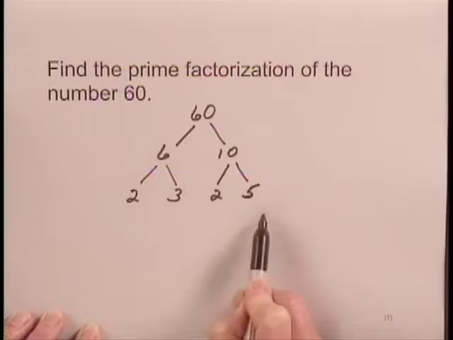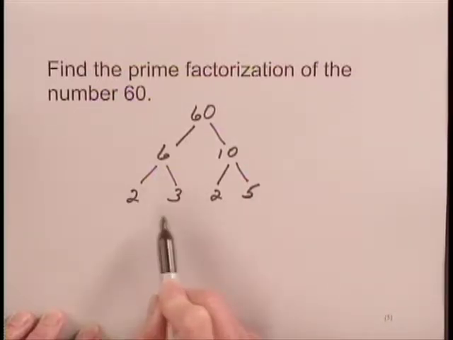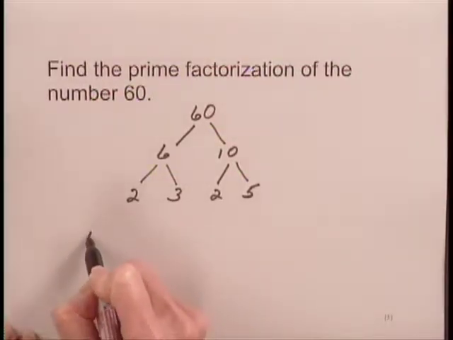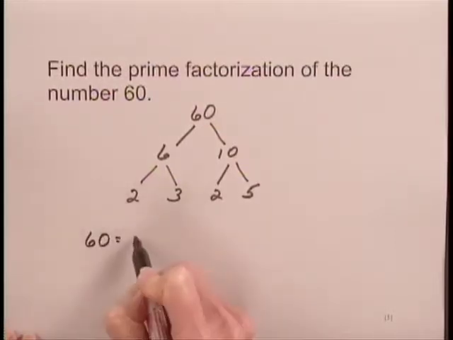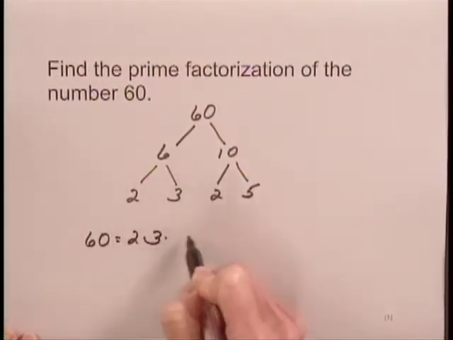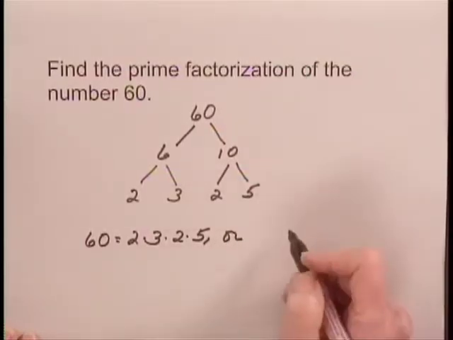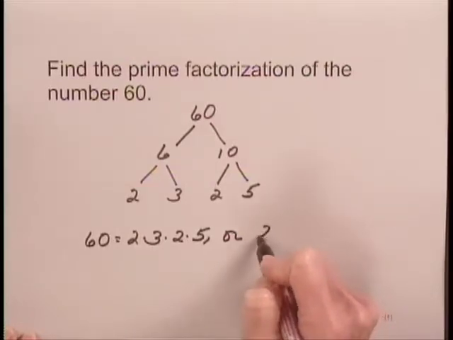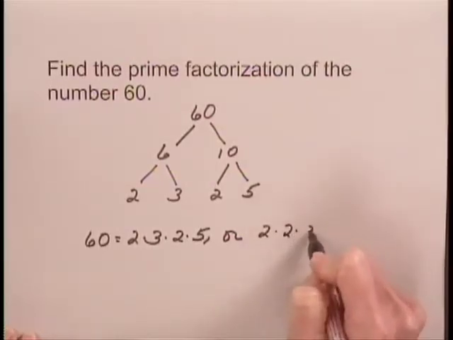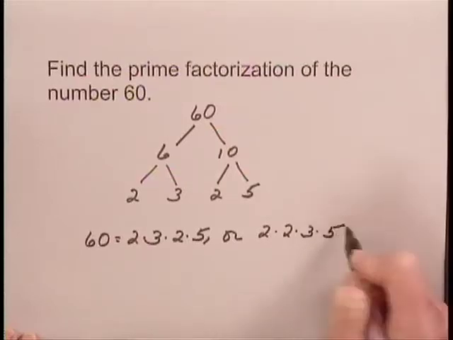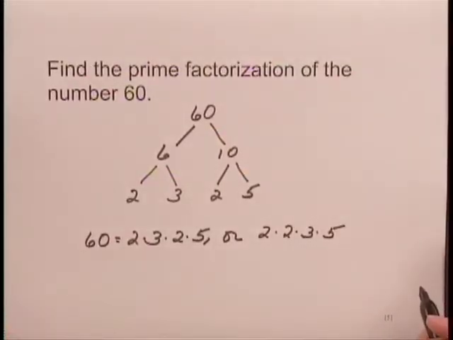And now we look at all the numbers at the ends of the branches of the tree, and we see that each of these numbers, 2, 3, and 5, is a prime number. So we have the prime factorization of 60, and we can write it as 60 equals 2 times 3 times 2 times 5. Or if we wanted to write all of the same numbers together, we could write this as 2 times 2 times 3 times 5. And this is the prime factorization of the number 60.